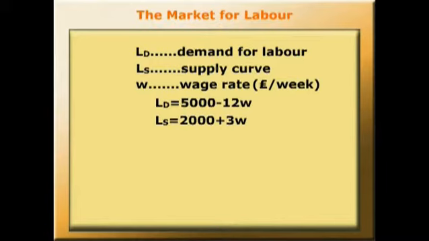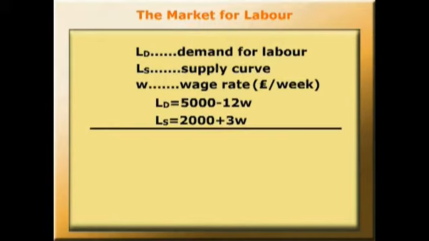Notice that for LD we've got a minus sign for W, and for LS we've got a plus sign, the minus sign showing that as the wage rate falls, firms wish to hire more labour. The plus sign in the labour supply curve shows that as the wage rate rises, more people are willing to offer their services for work in the industry.